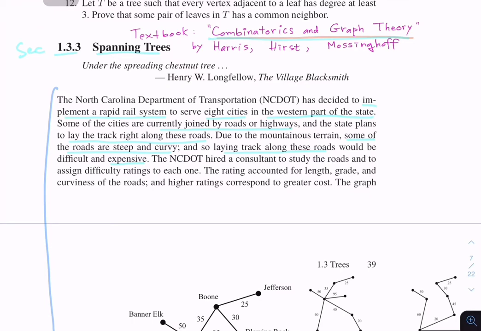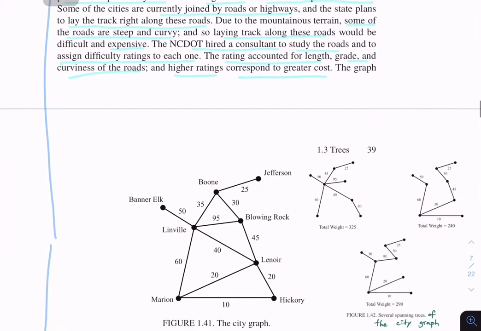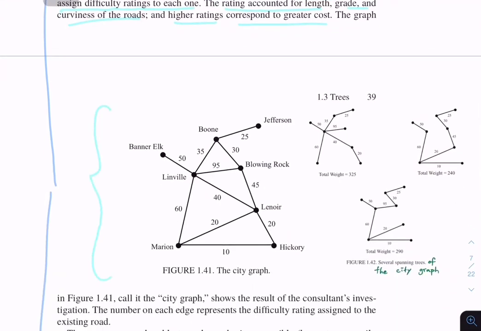So the Department of Transportation hired a consultant to study the roads and to assign difficulty ratings to each one. The rating accounted for length, grade, and curviness of the roads, but basically the higher ratings would correspond to greater cost. The graph here, call it the city graph, shows the result of the consultant's investigation. The number on each edge represents the difficulty rating assigned to the existing road.